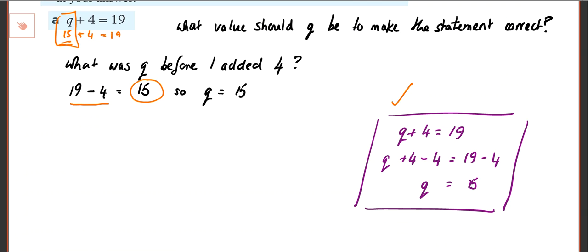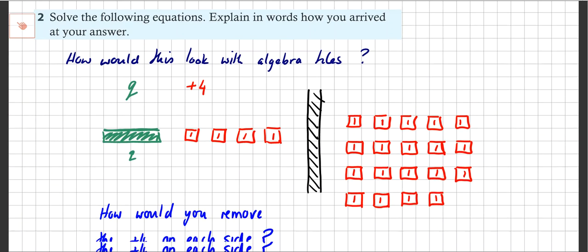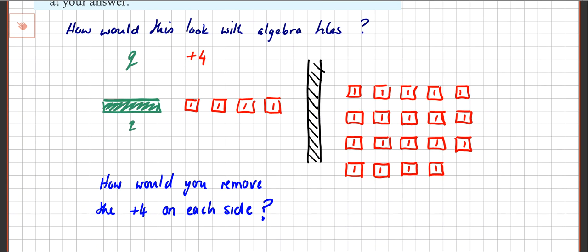Now I've shown it here, look, in algebra. So this is what I would expect to see in your book if you want to do it algebraically like that. So you write the question out, you write down what you do. So I've subtracted the 4, look. I don't want to see it like this because that's words. If I do it in algebra, I'm going to show that on both sides I'm subtracting 4, right? And that leaves me with the plus 4 and the minus 4 cancel out, and I get q must equal 15, the same answer.